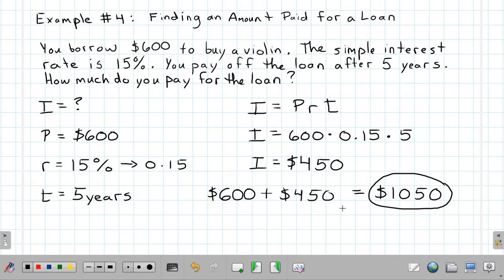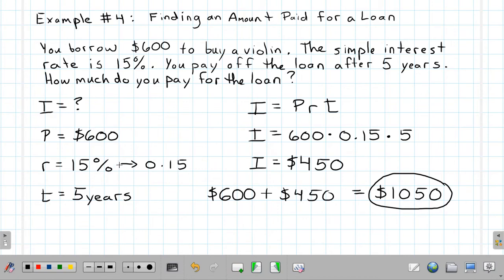Okay. So once again, if you're dealing with a loan, it's kind of the same with the balance question that we had in example 1. You're going to want to add this. It's going to increase the amount you have to pay. That's why it's a percent increase. Okay. So it's going to take your $600 and add to it $450 in interest. So in total for the loan for the violin, you're going to have to pay $1,050.